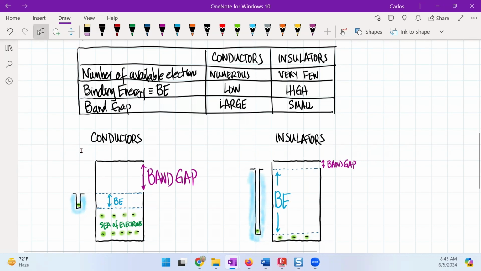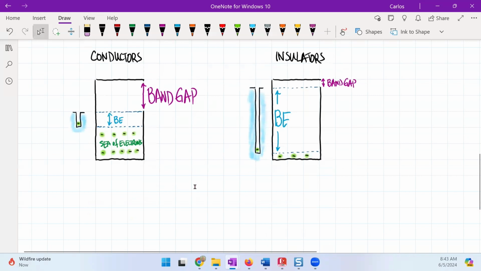By the way, I should come clean here. The band gap is just the opposite in the quantum mechanical model. This is why I call this a toy model. The band gap is actually small for conductors, and in insulators, the band gap is large. But this is a toy model, and it's a box model, and it's not the full quantum mechanical model, of course.